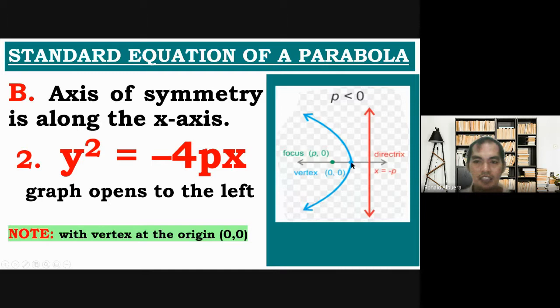So, nandito ang vertex. Dapat ang vertex ay nasa origin. Nasa origin ang vertex. Ano? This is only for emphasis. Okay? When P is less than 0. Okay. So, the vertex is at the origin. P is less than 0, meaning negative. Okay.